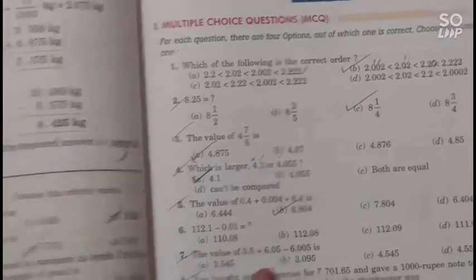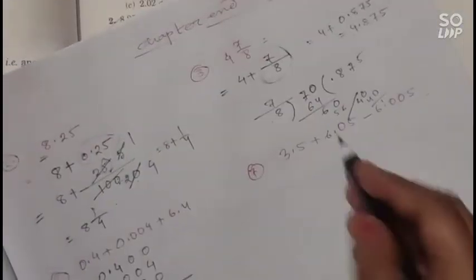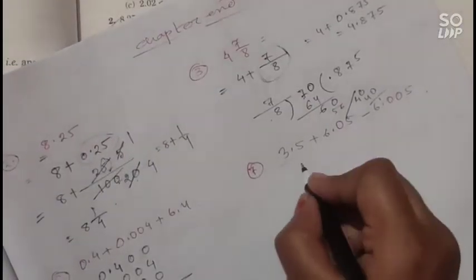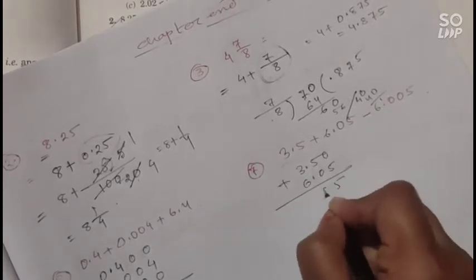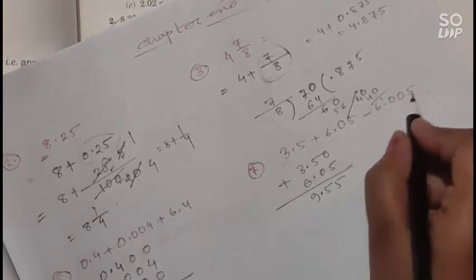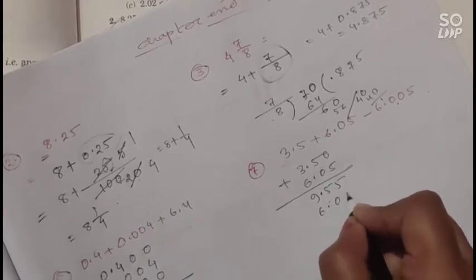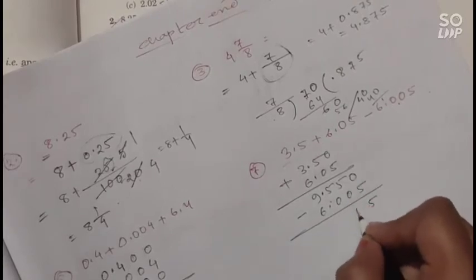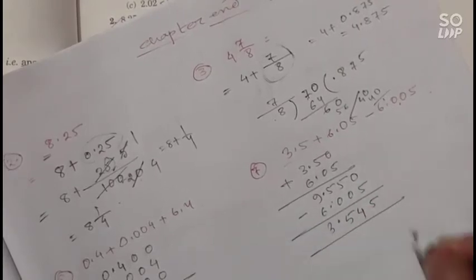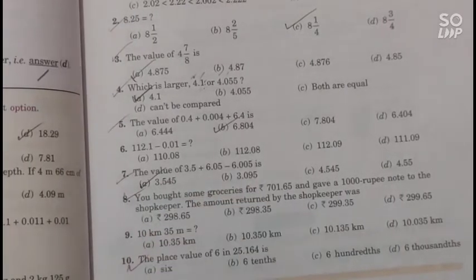Next, question number 7. The value of this, 3.5 plus 6.05 minus 6.005. So first we will add these two quantities. 3.5, 6.05. 9.55. Now you have to subtract 6.005 from 9.55. 10 minus 5, 5, 4, 5. 3.545. This will be the answer. 3.545.